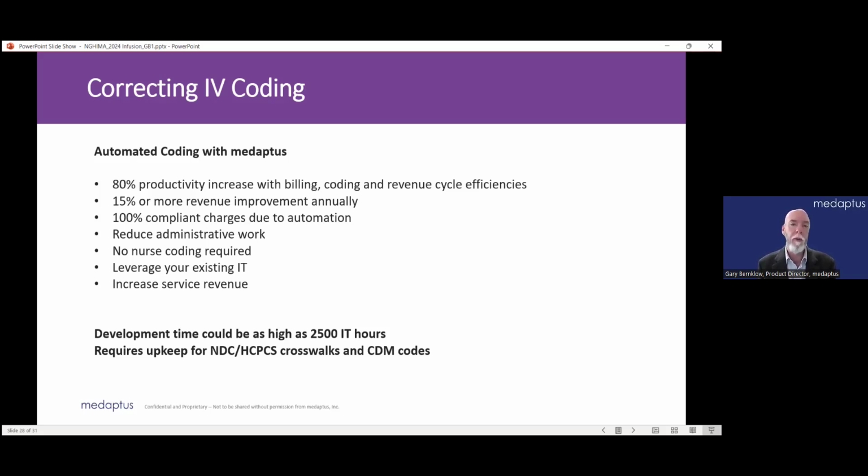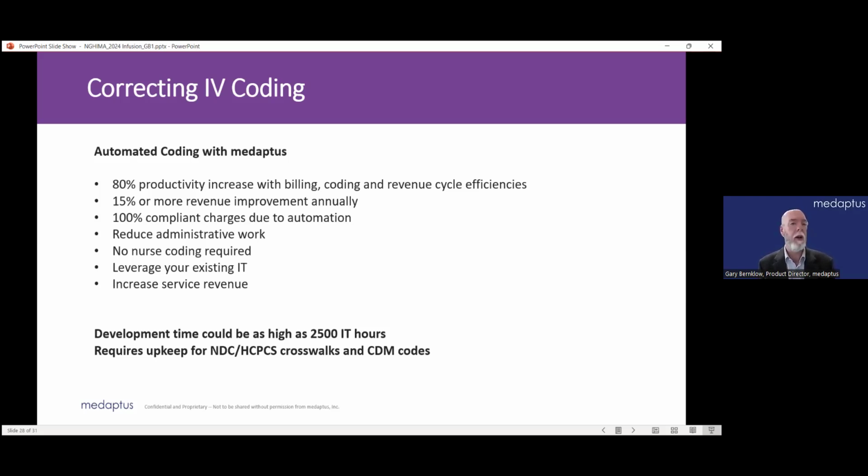It reduces your administrative work, first of all, because you don't have to worry about it. You don't have nurses coding things, which, as we've talked about, is a terrific dissatisfier. And it leverages your existing IT. It only requires a very minimal lift on the part of your IT team to put this little program in there and send us the data. And we've seen across the board, every time we implement it, it increases your revenue.